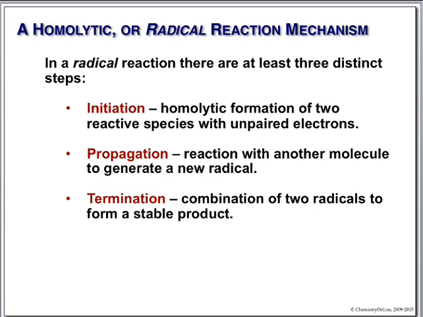All right, let's talk about our homolytic free radical chain reaction. And again, we're going to simply do the free radical halogenation of methane. Very simple reaction. A free radical chain reaction involves 3 steps. We're going to do initiation, a propagation step, and a termination.